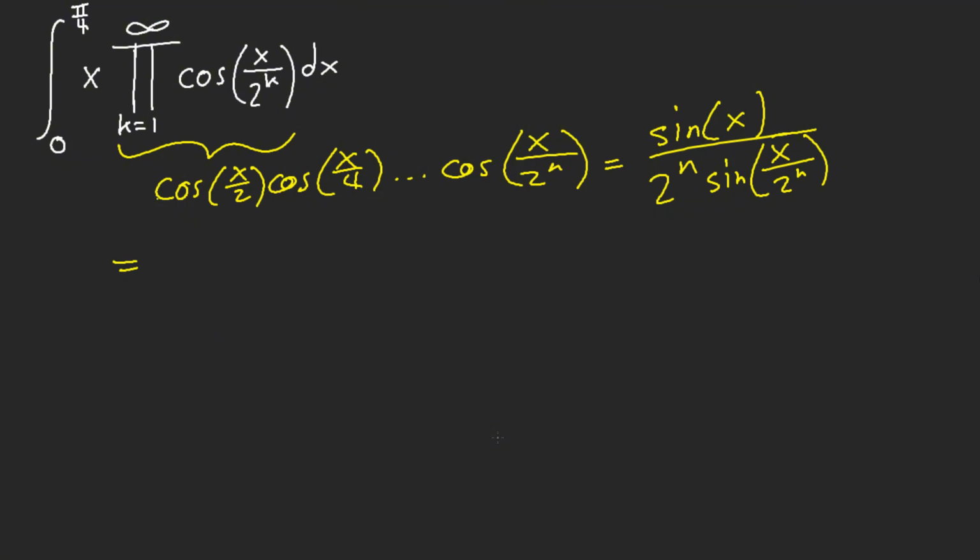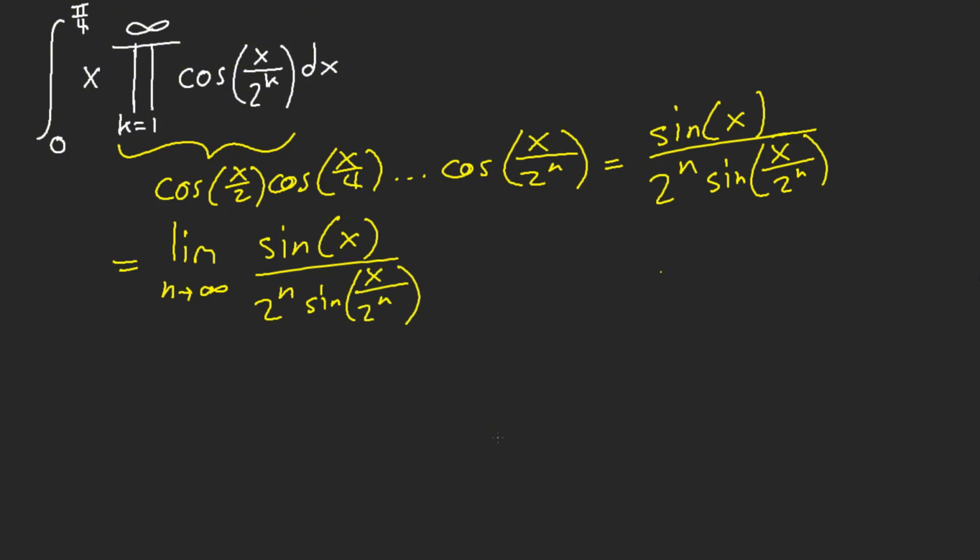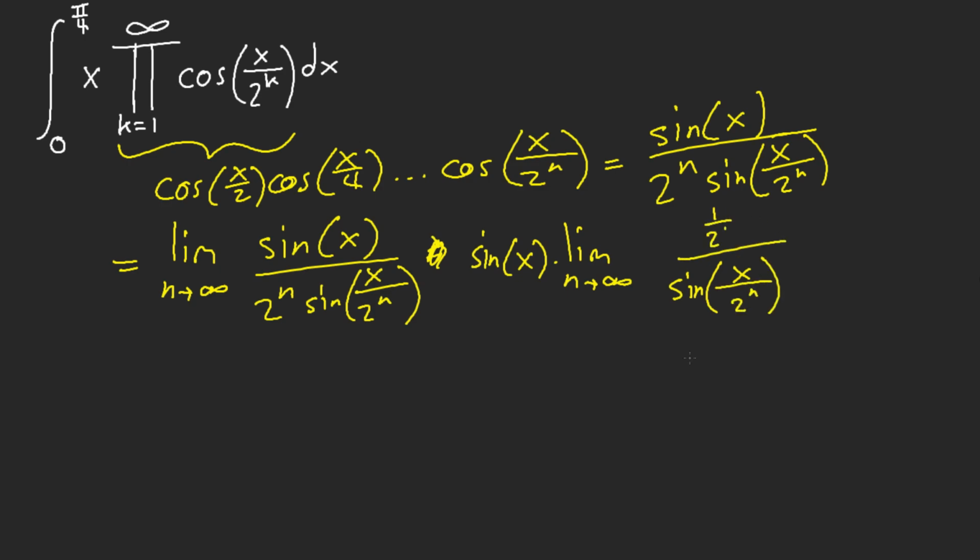this infinite pi product is now equal to the limit as n approaches infinity of sine of x over 2^n times sine of x over 2^n. Okay, now what is this? I think it was just easier if I just rewrite it, because this is a constant, technically, in this limit. x times 2 to the power of n, and this is 1 over 2 to the power of n.